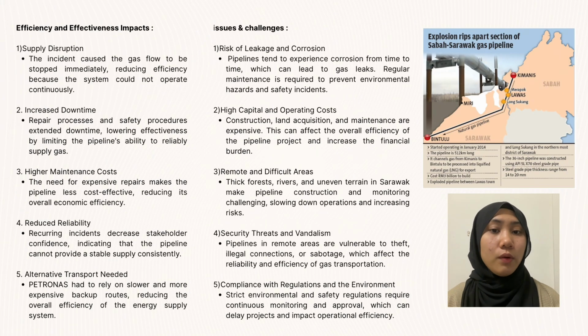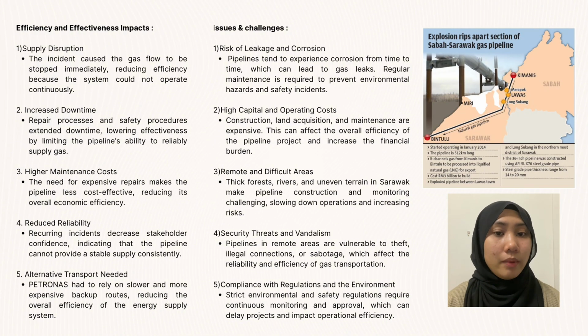Now I will explain about how incident affect the efficiency and effectiveness impact of the pipeline system. This point shows the real operational impact that happened after the pipeline failed. For the first point is supply disruption. The incident caused the gas flow to be stopped immediately, reduce efficiency because the system could not operate continuously.